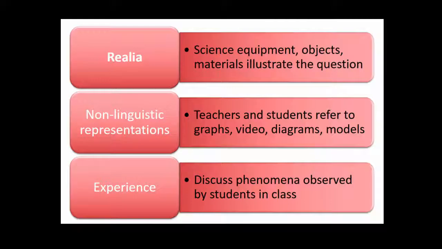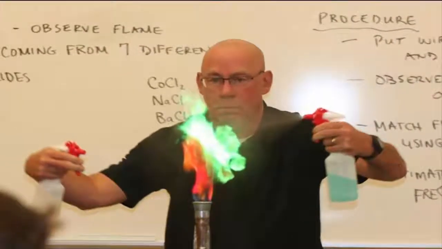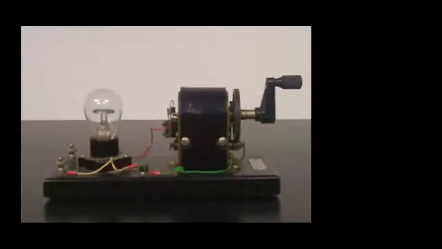Fortunately for us as science teachers, science learning naturally lends itself to added comprehension because we use realia, non-linguistic representations, and experiences to ground questions and discussion. Realia are real objects or processes that we can use to support meaning. When we're talking about heat transfer, we have a hot plate and a beaker in front of us. When talking about electricity generation, we have a simple hand crank connected to a light bulb.